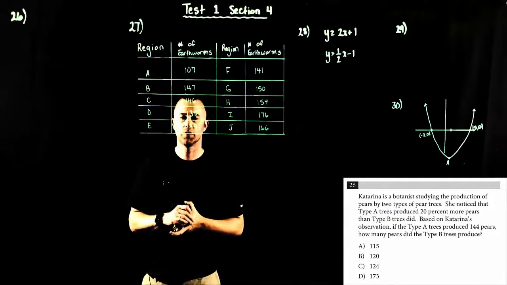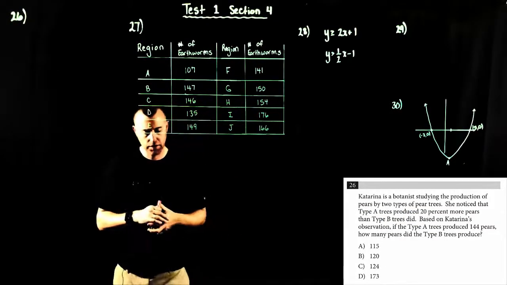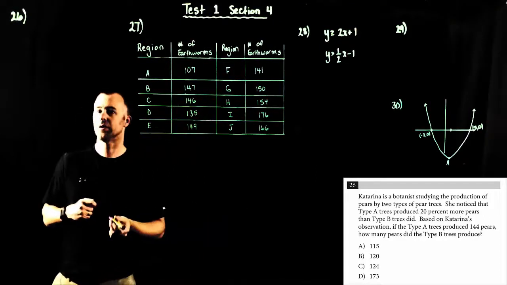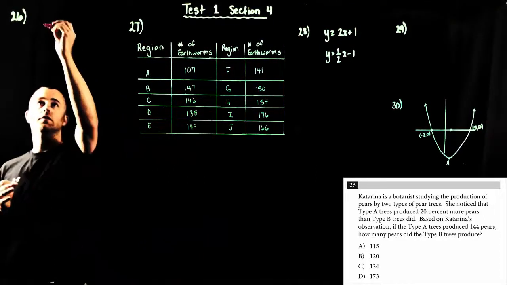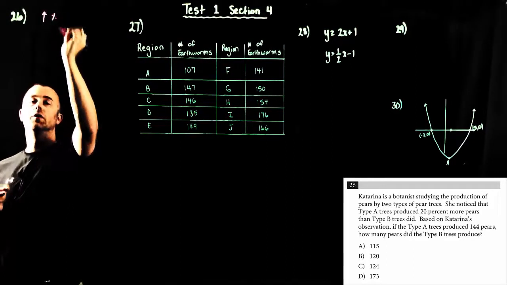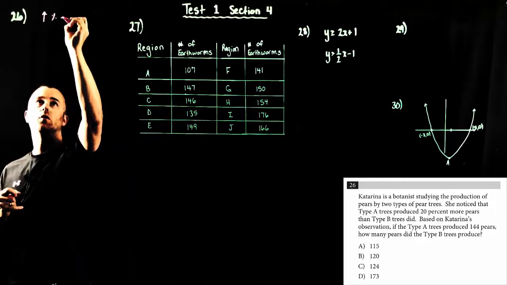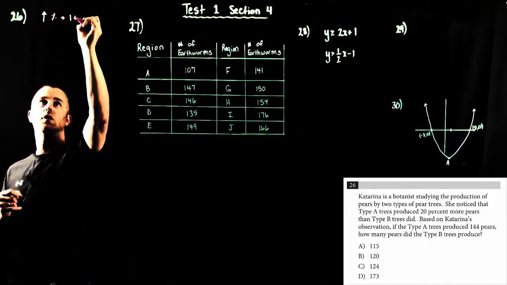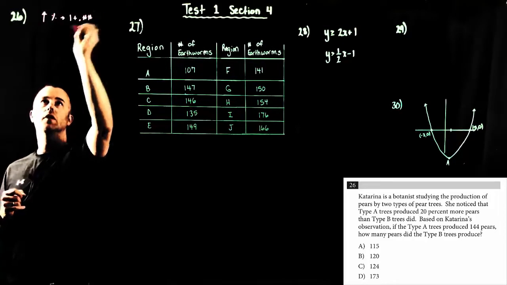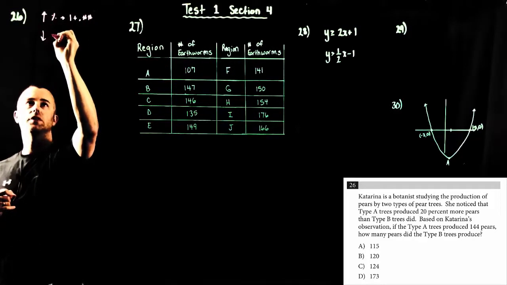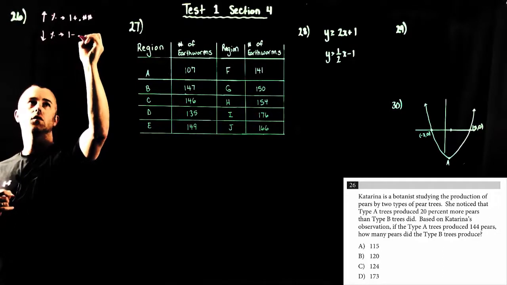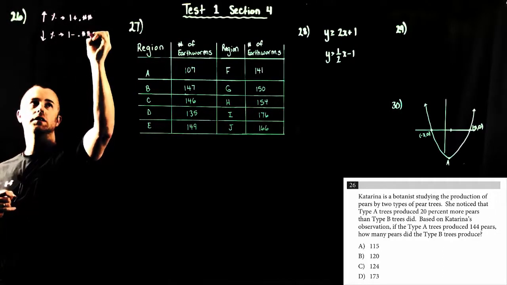All right, guys, on to number 26. This one is another percentage problem. So again, a quick reminder: if you have percentages, in this case, percent more. If you're going up a percentage, remember what you're going to do is go 1 plus that percentage written as a decimal, and if it's down a percentage, then you're going to go 1 minus whatever that percentage is as a decimal.